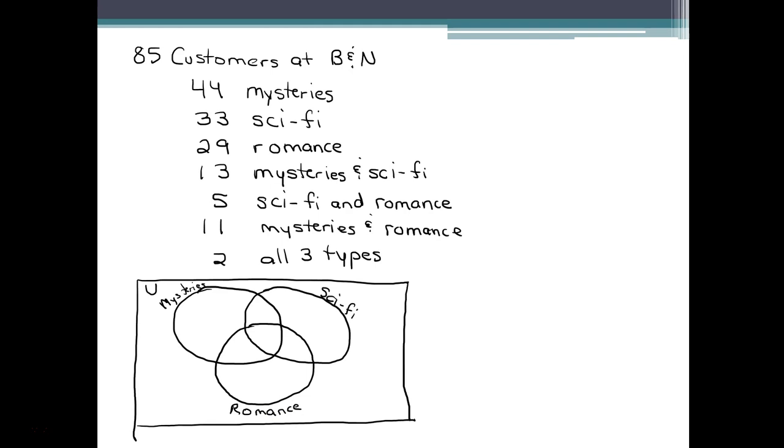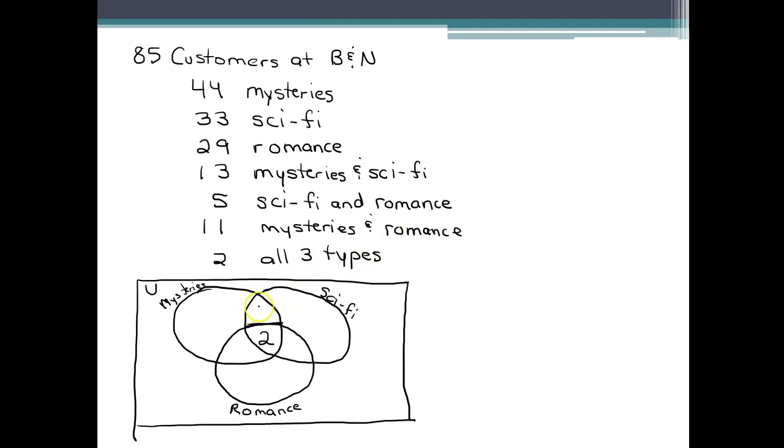Okay, so in filling this out, if we can, we're going to start in the center and kind of work our way out. So in the very center here, that's the data for all 3 types. How many people purchased all 3 types? And we only had 2 that walked out with a mystery, a science fiction, and a romance.